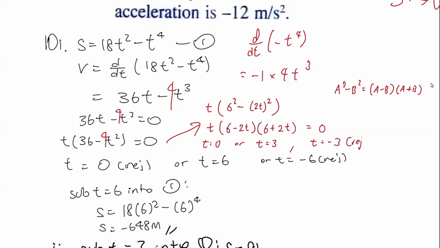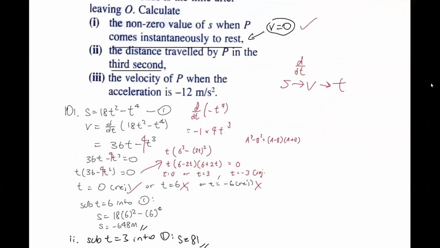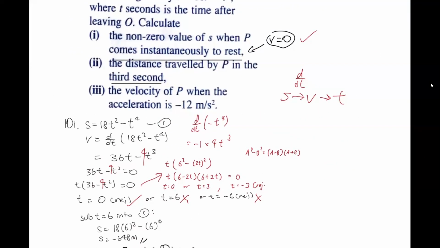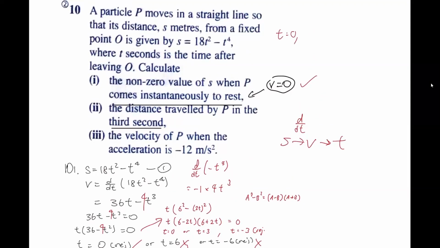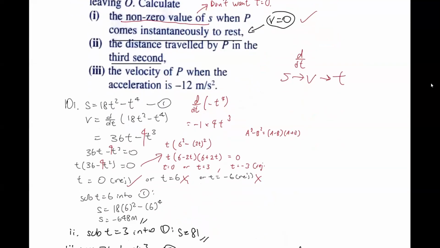Which one do you reject? You reject negative 3. That's an error carried forward. Here, what did they want? Let's read the question again. The non-zero value of s when P comes instantaneously to rest. Non-zero value of s. Sub in t equals 0, you realize s equal to 0. So they are asking for a non-zero value of s, which means they don't want t equal to 0. That's why you reject it, because s equal to 0 when t equal to 0. So to prevent s equal to 0, you also prevent t equal to 0.